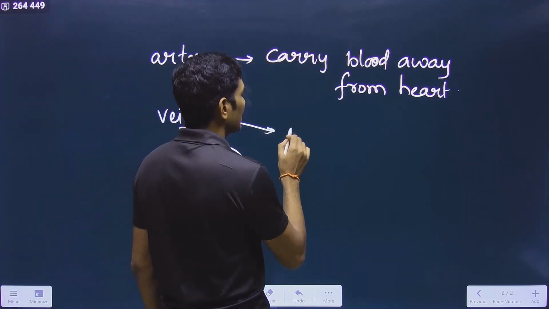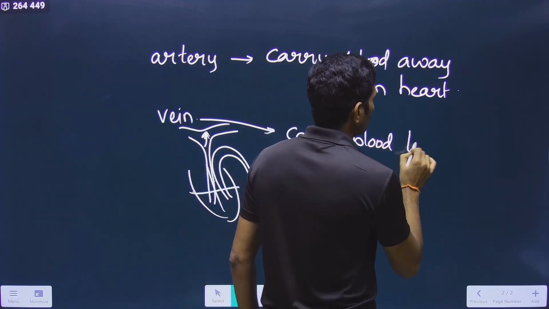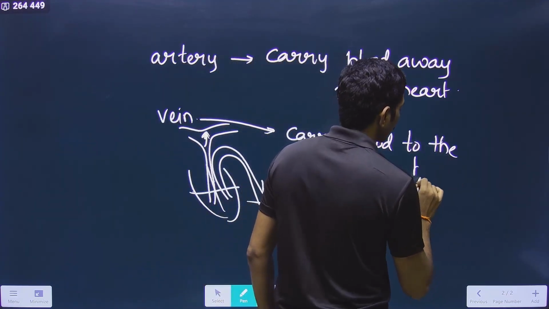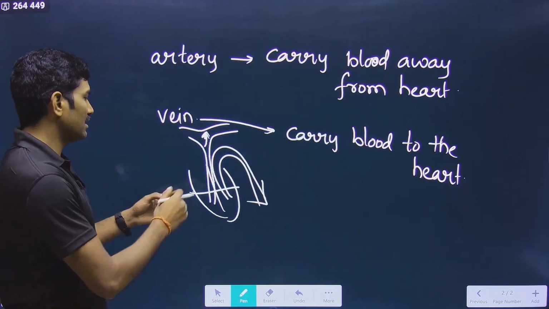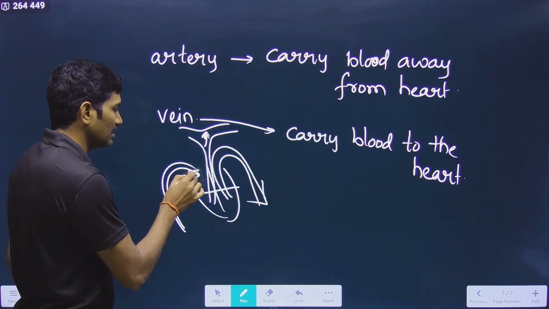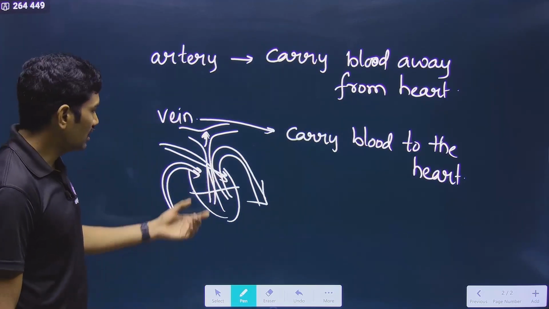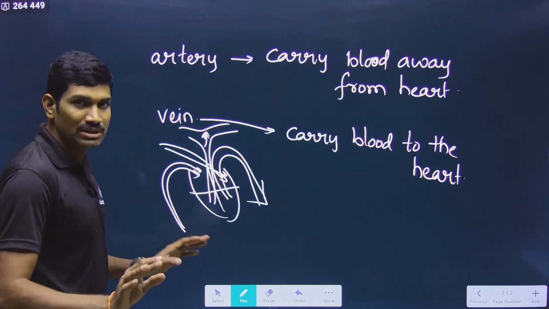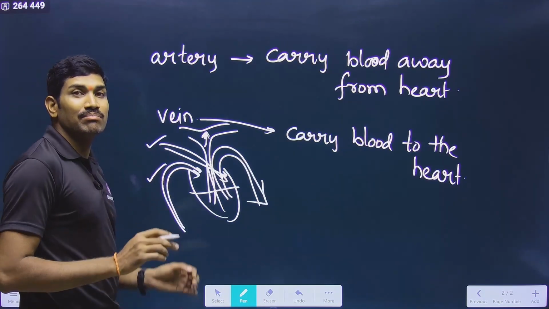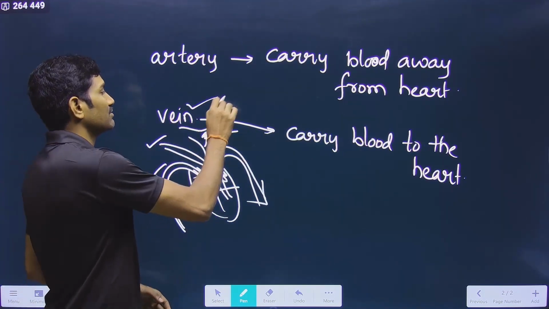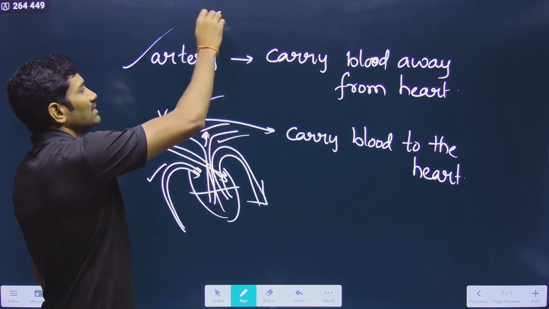Whereas veins will carry blood to the heart from various organs of the body. They are collecting the blood and sending it to the atria. Yes or no? So please observe this carefully. The blood vessels that are bringing blood to the heart are called veins. The blood vessels that are carrying blood away from the heart are called arteries.